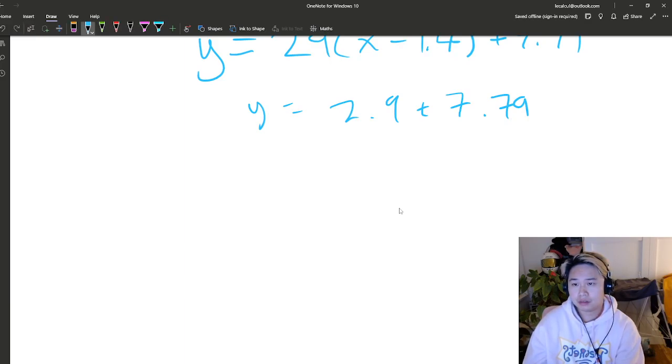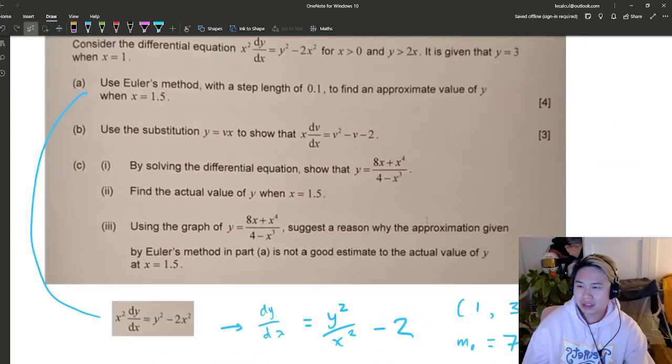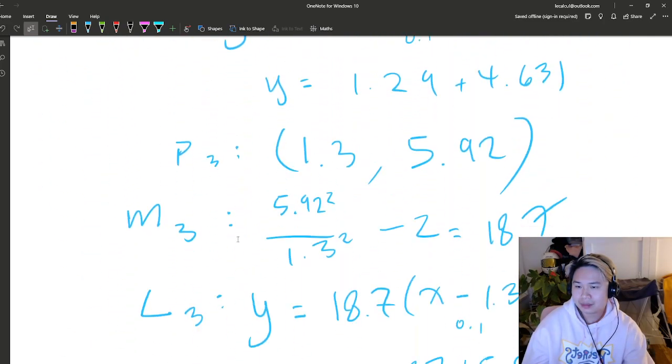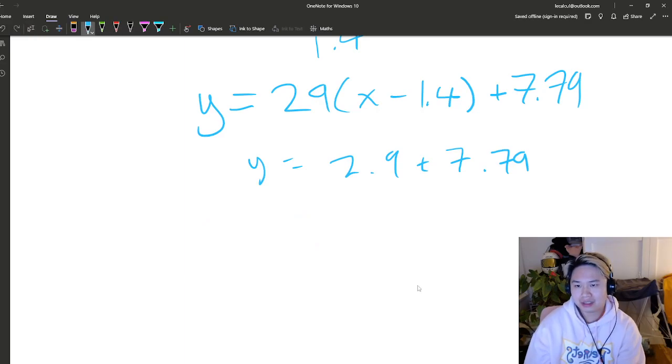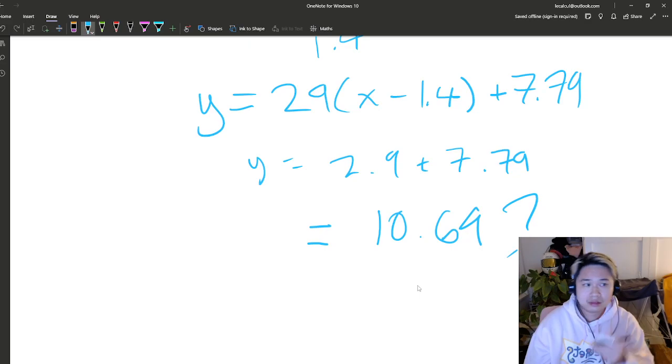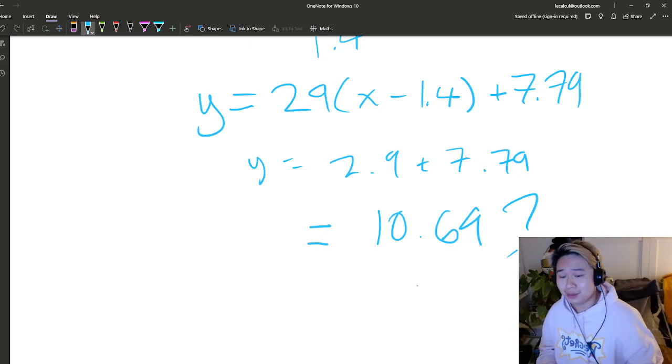Here we go. So finally, using Euler's method. I don't even know what the question was. I know that I just stopped at 1.5. What is the approximate y value? Oh, approximate y value is this. 10.69? Whatever that is when you add those two numbers together.